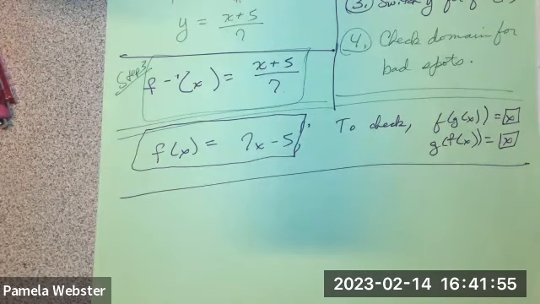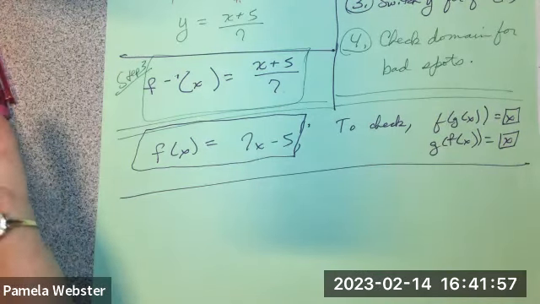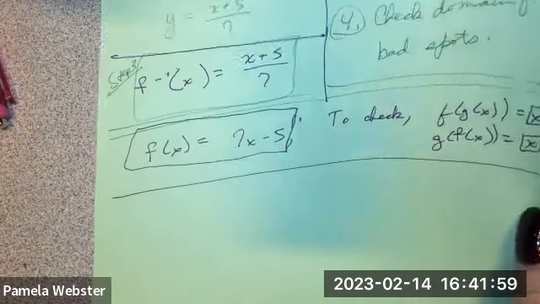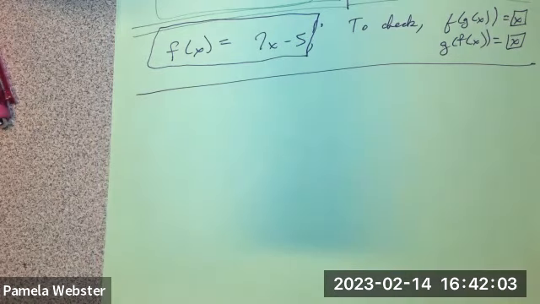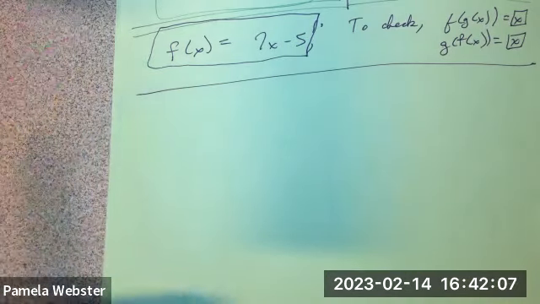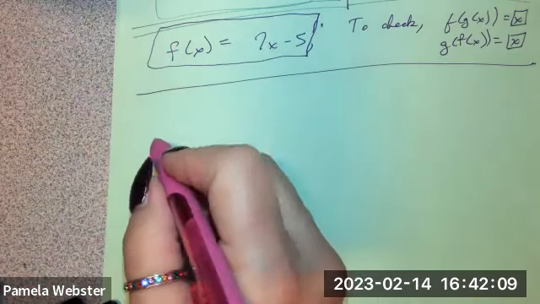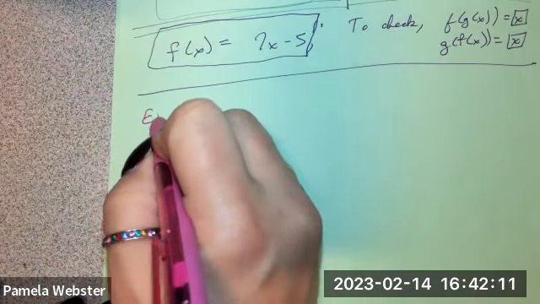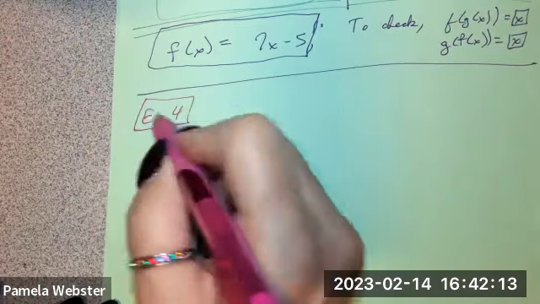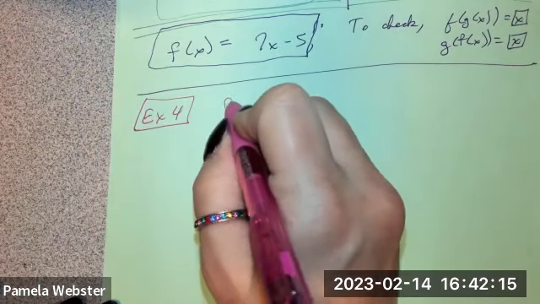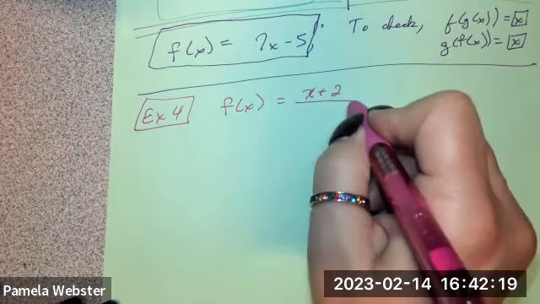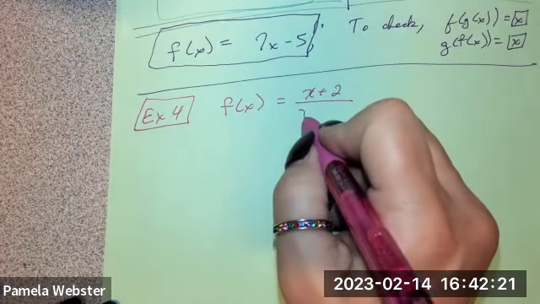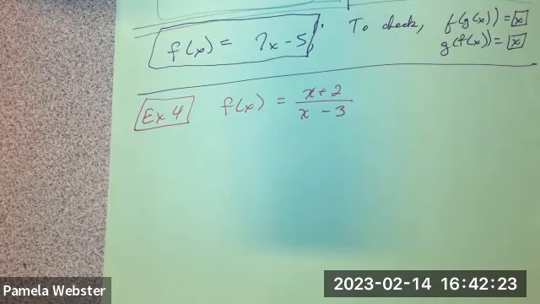All right, let's try a different one, because I know this was just a nice, pretty linear equation. Let's do something a little bit more difficult, more along the lines of what we may see on our homework. This is actually out of the textbook for Blitzer. This is example 4, if you happen to have the Blitzer book around. It says f of x equals (x plus 2) over (x minus 3).